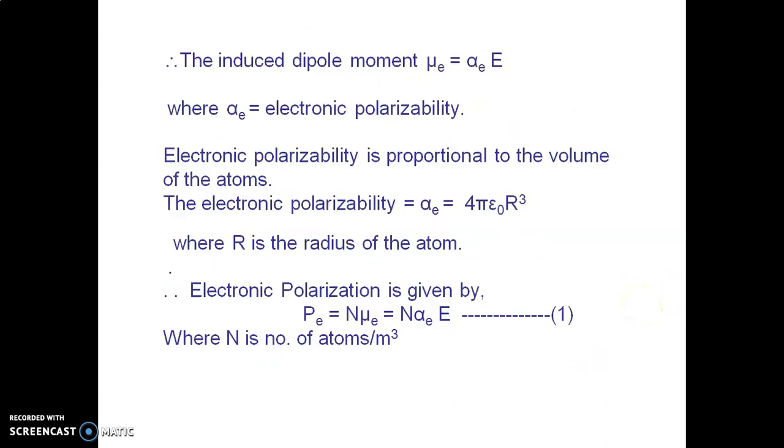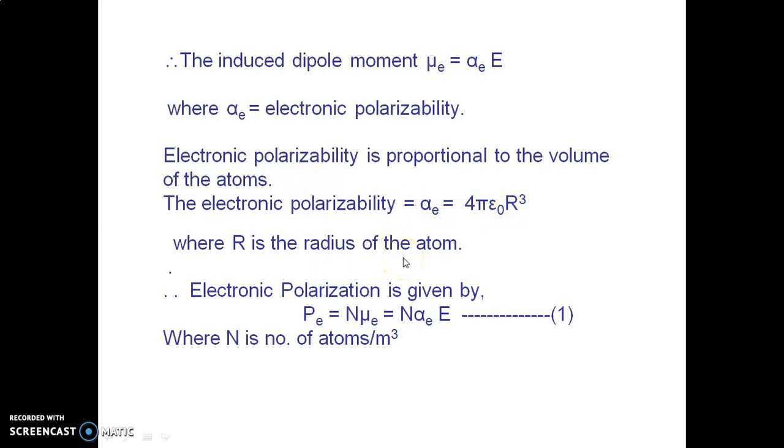Now how to calculate the electronic polarization? We first have to consider the calculation of the induced dipole moment, which is mu E. It is equal to what? Alpha E into E, where alpha E is the electronic polarizability. Electronic polarizability is proportional to the volume of the atoms, and hence we can take the electronic polarizability alpha as 4 pi epsilon naught into R cube, where R is the radius of the atom.